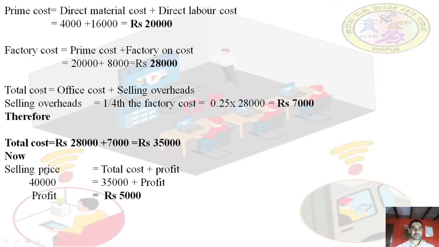The selling price equals total cost plus profit. The selling price is 40,000, which equals the total cost, we got it as 35,000, plus the profit we need to calculate. So if you shift this 35,000 here, 40,000 minus 35,000, the profit is 5,000. So we are getting a profit of 5,000 on each component.